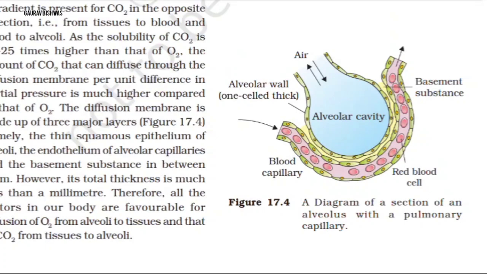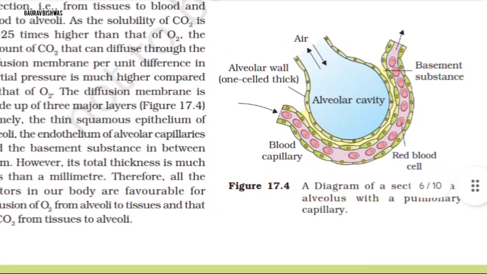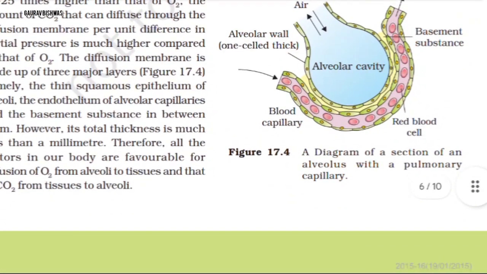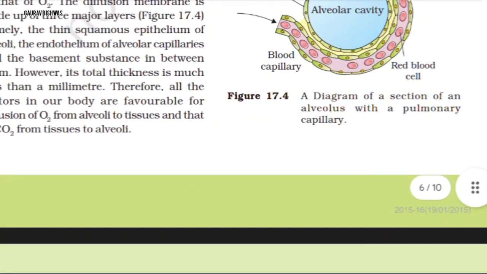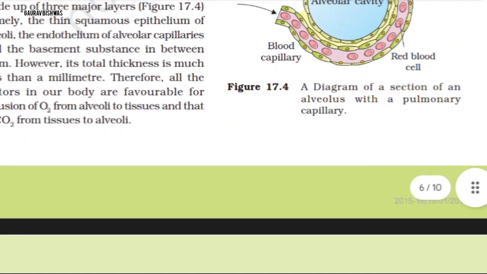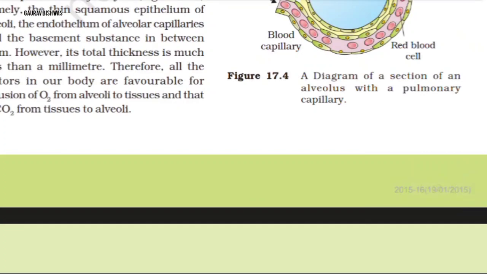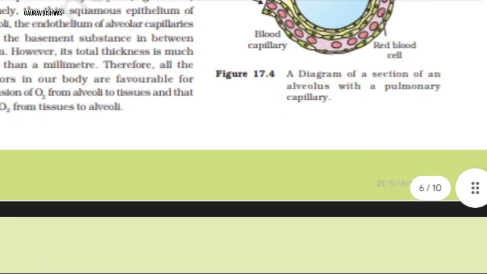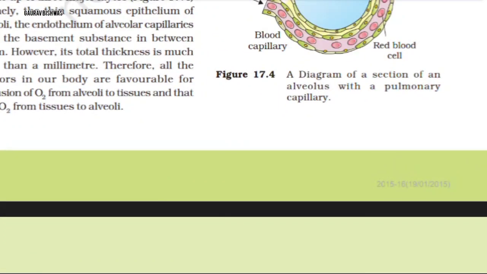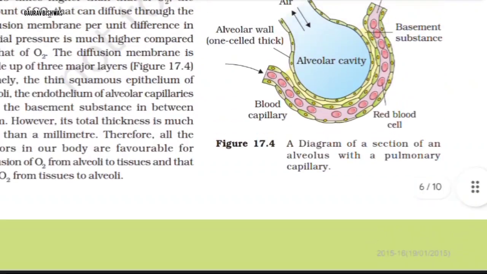The diffusion membrane is made up of three major layers, figure 17.4, namely the thin squamous epithelium of the alveoli, the endothelium of the alveolar capillaries, and the basement substance in between. However, its total thickness is much less than a millimeter. Therefore, all the factors in the body are favorable for the diffusion of O2 from the alveoli to the tissue and of CO2 from the tissue to the alveoli. Figure 17.4 is a diagram of a section of an alveolus with the pulmonary capillary. You can see this diagram.